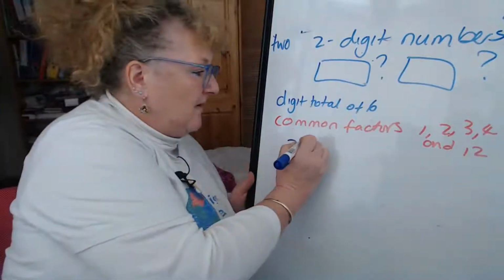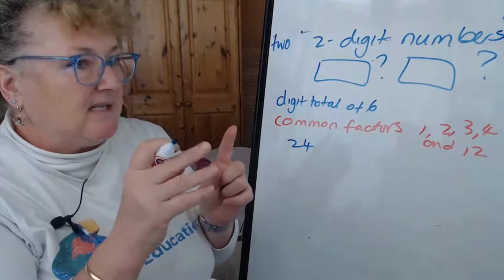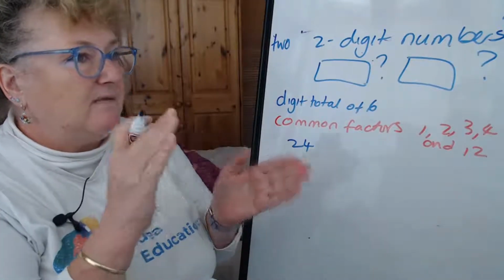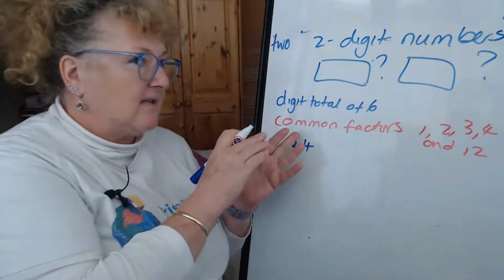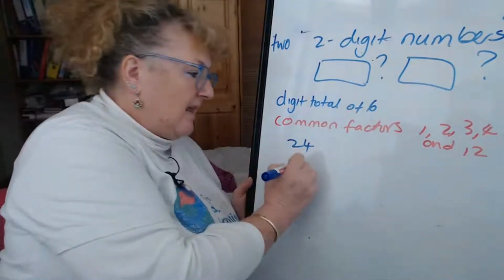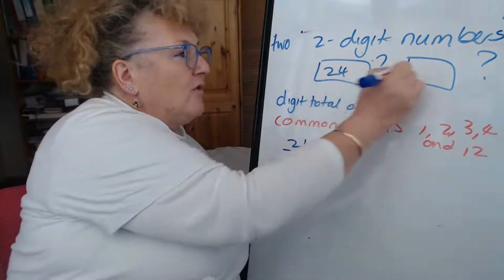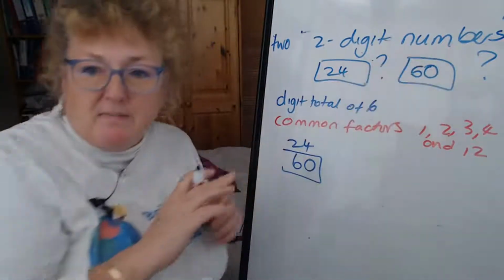So 24. Okay, 24. 36, they don't add up to 6. 3 and 6 is 9. Okay, 48. 4 and 8 is 12. That doesn't give 6. Okay, 60. 6 and 0. Okay, that's what I would have done. I would have gone through the 12 times table to help me.